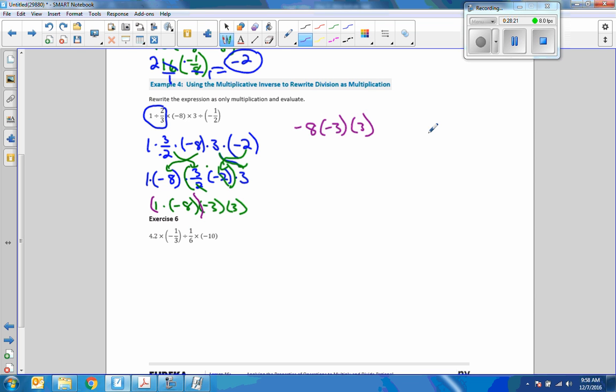Okay, so what property is that? Multiply by 1 and get the same thing. That is multiplicative identity. Multiplicative identity. 1 times negative 8 equals negative 8.